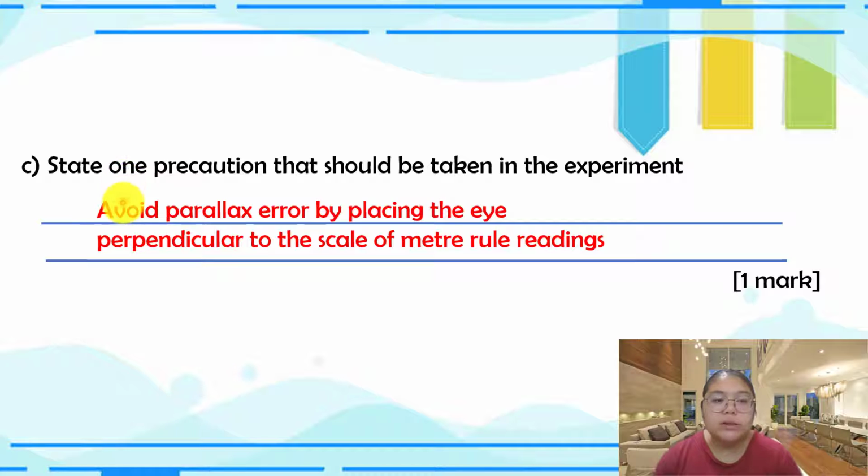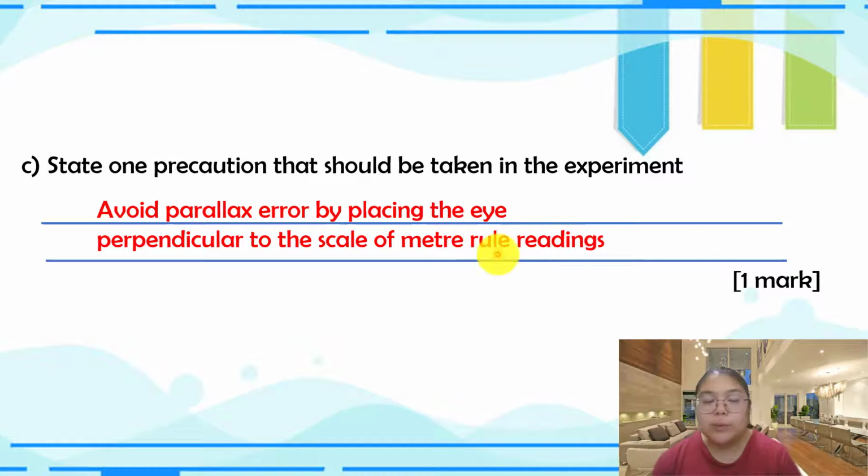Okay, the precaution is to avoid the parallax error by placing the eyes, okay, keyword: perpendicular. That means your eyes must be perpendicular to where? To the scale. Scale also is a keyword. Then of what? Okay, the meter reading. Depending on your experiment, if your experiment uses a voltmeter, then that means the scale of the voltmeter readings.